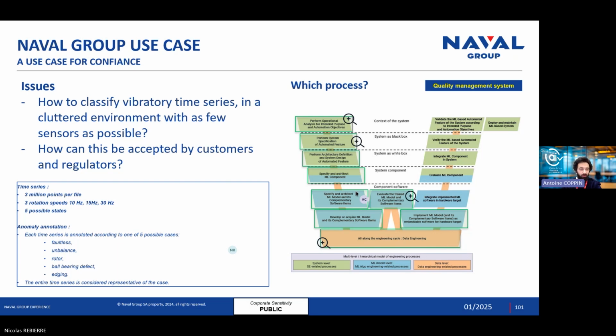The first one is when it's faultless, when nothing happened. The second one is when it's unbalanced. That means when you have part of the shaft that has something on one side and not on the other. So it can be unbalanced and it can damage the shaft. Then you can have a problem with the rotor, and another one with a ball bearing defect. When you have something that rolls and rolls, it can be helped by little balls, which can be broken and create a ball bearing defect. That's what we wanted to classify. And the last thing we wanted to classify was the problem of edging.